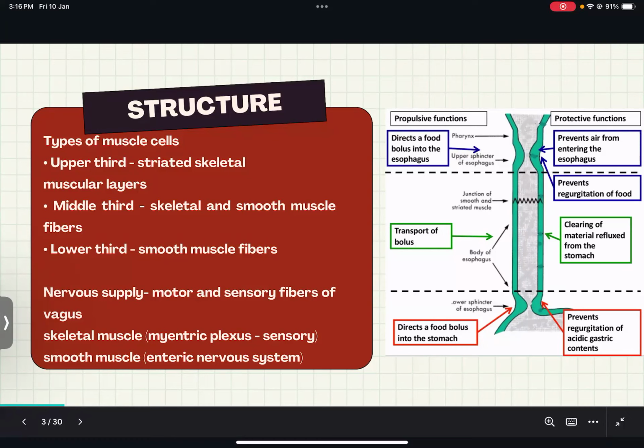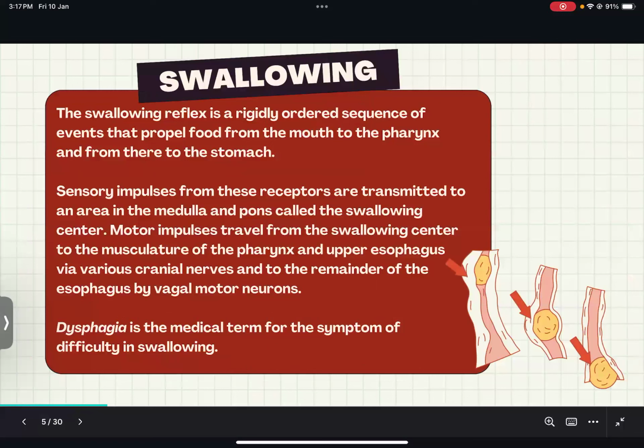In the middle third, we can see that it transports the bolus down through the esophagus, and that it clears any material reflux from the stomach. And in the lower third, we can see that it's still directing the food bolus into the stomach, and it prevents regurgitation of acid gastric contents. And yeah, that is mainly it for the structure and function.